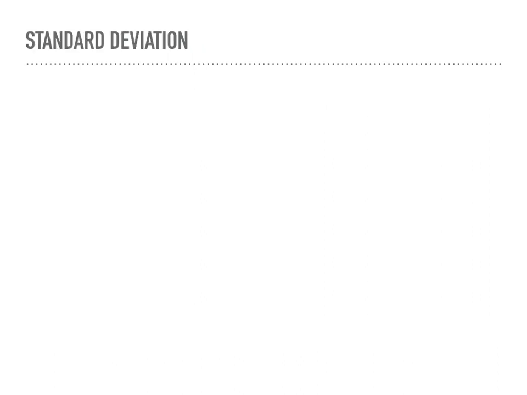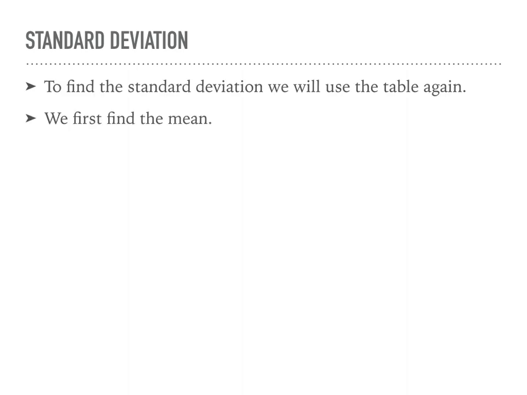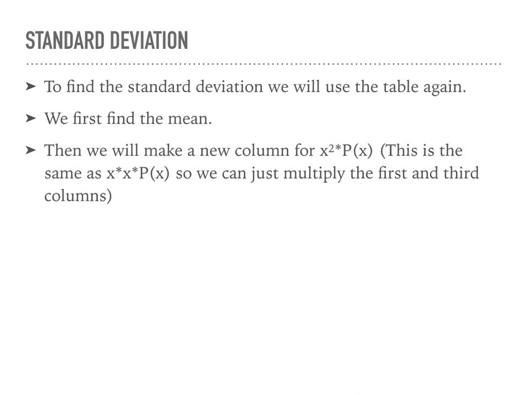So let's talk about standard deviation. We saw a couple chapters ago that standard deviation was a little bit more challenging to calculate, and we used the table last time we did it. We're going to go ahead and use a table again this time. First, we're going to need the mean. Then we're going to make a new column for x squared times p of x. Now this is the same as x times x times p of x, so we can just multiply the first and the third columns. And then we're going to use this formula.